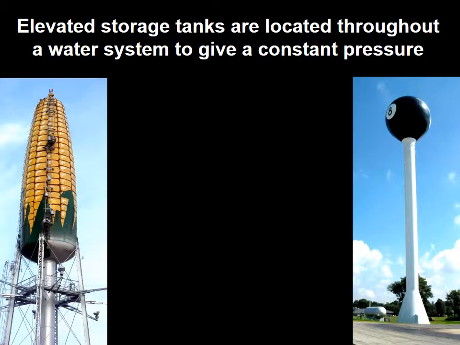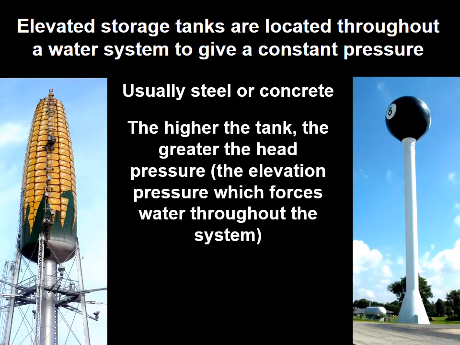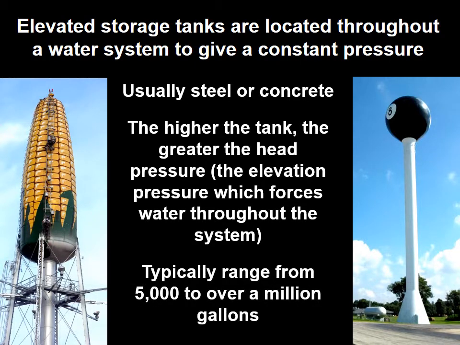Elevated storage tanks are located throughout a water system to give a constant pressure, usually steel or concrete. The higher the tank, the greater the head pressure, the elevation pressure, which forces water throughout the system. They could be on towers, on ground level, on hilltops. They typically range from 5,000 gallons to over a million gallons.